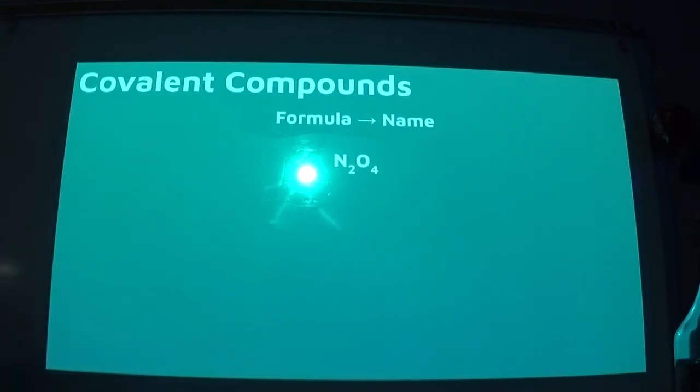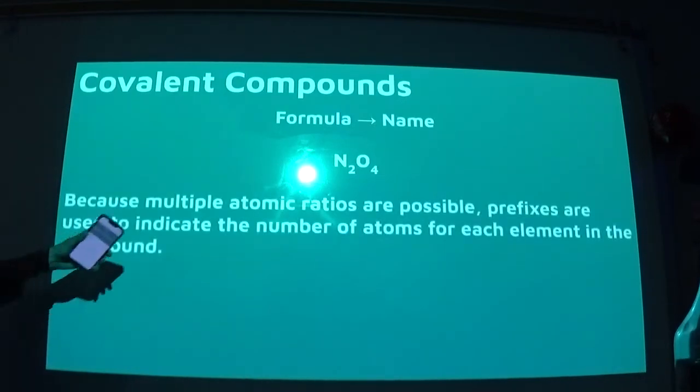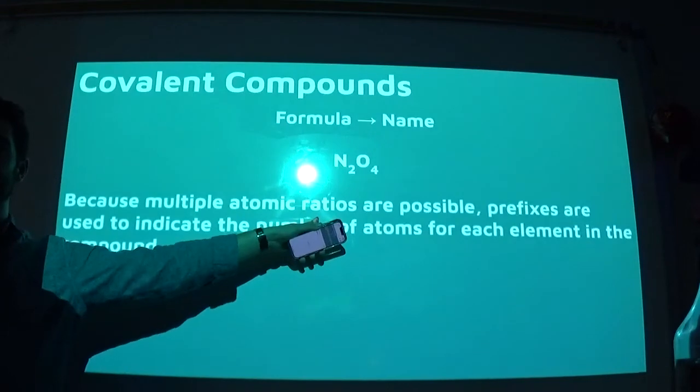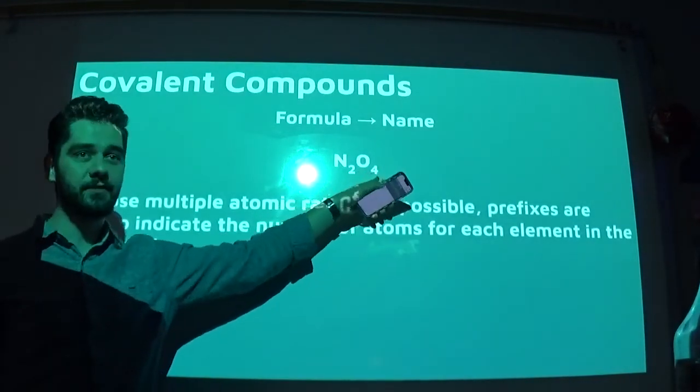Is it dinitrate, something oxide? You're close. Nitrogen, because you don't change the first one. We're on the right track. I'm telling you, this is covalent. If you wanted to double check, you would look up the electronegativities and make sure, but just believe me, it's covalent. What we're going to do is keep in mind that multiple ratios are possible, so we need a system for specifying how many atoms of each element there are.